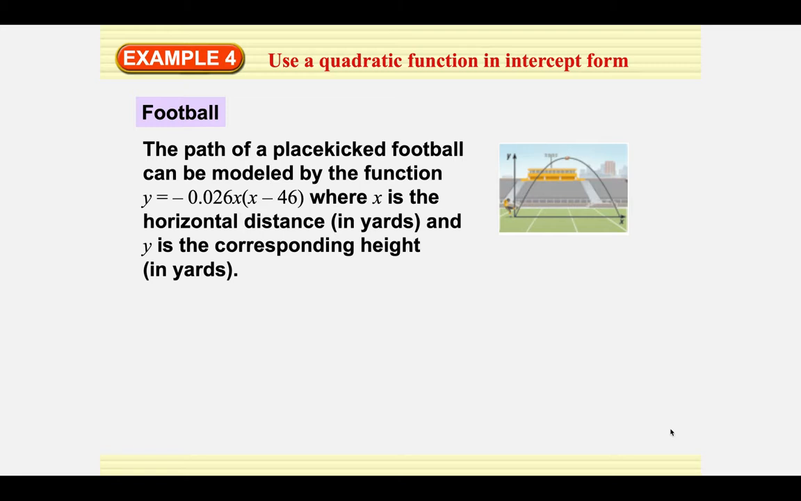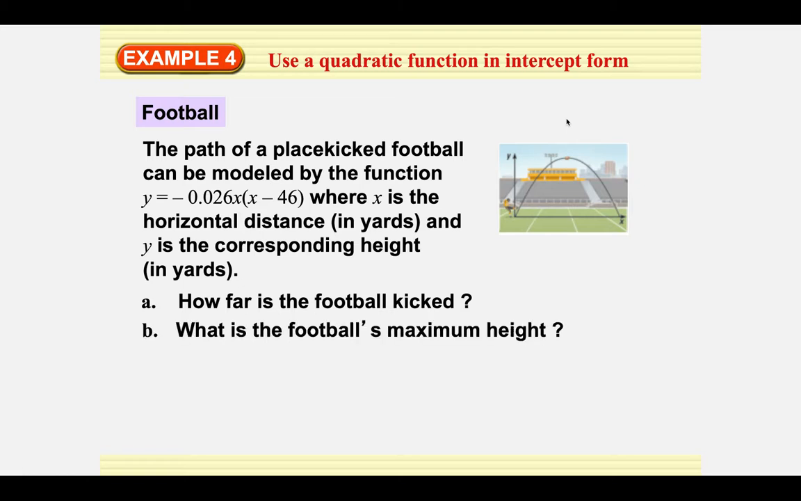All right, so we want to look at real-world applications. We're going to look at all kinds of them in your problem set. Let's look at this one. The path of a place-kicked football can be modeled by the function y equals negative 0.026x times (x minus 46), where x is the horizontal distance in yards and y is the corresponding height in yards. So x is distance, how far it was kicked, and at any point in time, the y value is going to tell you how high it is. So how far is the football kicked, and what is the football's maximum height?